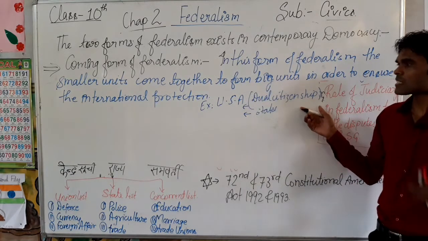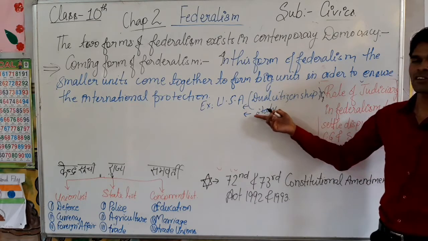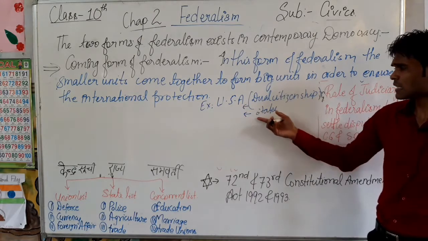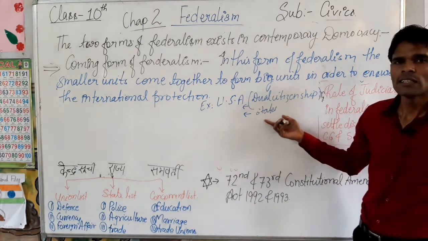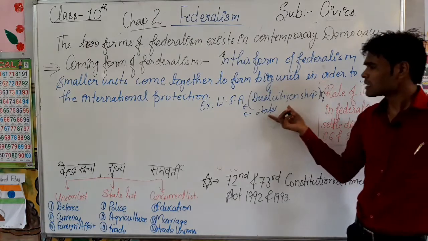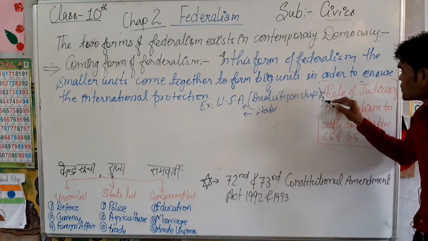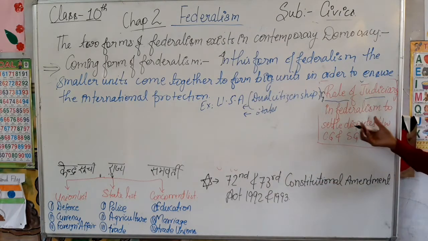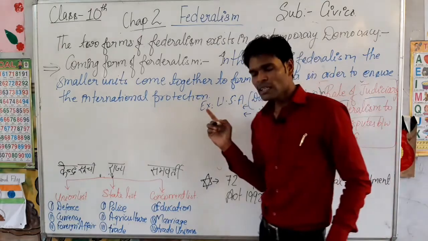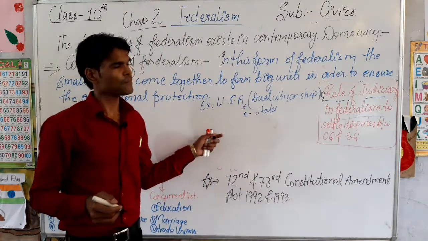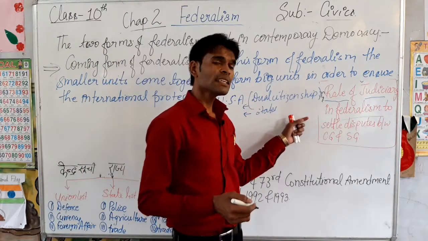But one thing is necessary: when any dispute arises between the central government and the state government, that is, the government of the United States of America and the government of Colombia, or California, or New York, the judiciary plays an important role. It settles the dispute between the central government and state government independently, without coming under the interference or impact of any government. So the role of the judiciary is very important there.